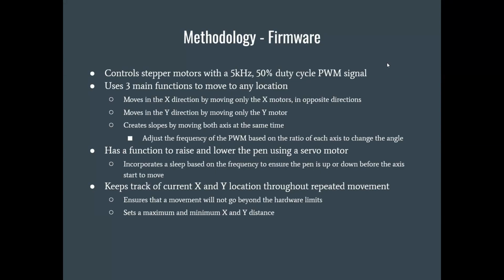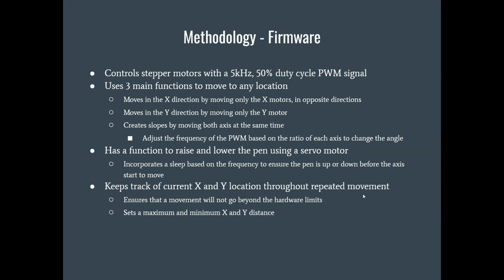To control the stepper motors, I'm using a 5 kHz PWM signal running at a 50% duty cycle. This allows me to control the X and the Y axis of the robot independently by moving either the X or the Y axis, or to move them both at the same time to create slope lines. To do this, I adjust the frequency of each axis PWM signal based on the total distance that I calculate the travel needed to be.